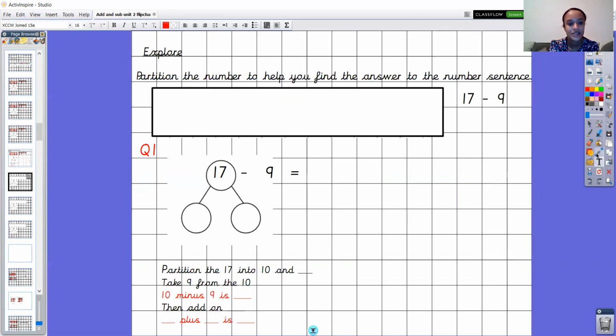Brilliant, well done Year 1. So as I said, we partitioned the 17 into 10 and something. So if there's 1 ten, how many ones are there? There are 7 ones. So I've partitioned the 17 into 10 and 7.